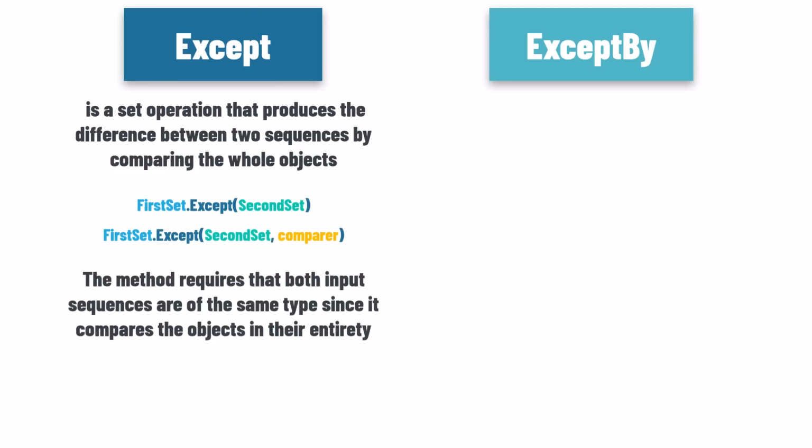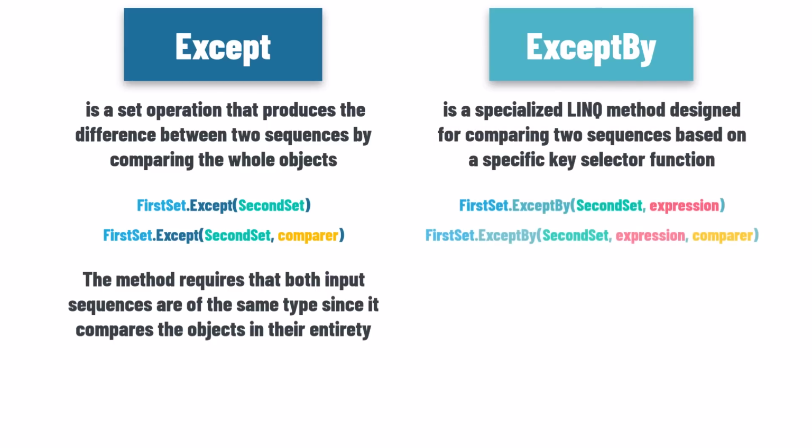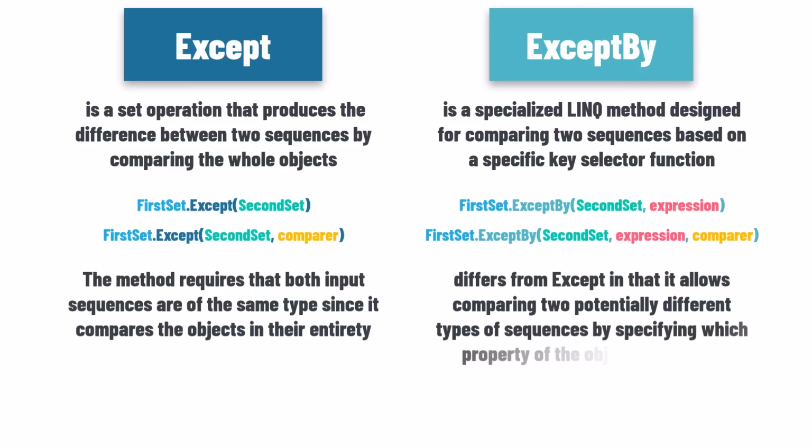The ExceptBy method, on the other hand, is a specialized LINQ method designed for comparing two sequences based on a specific key selector function. It has the following two overloads. It returns a new sequence consisting of elements from the first sequence for which the key selector returns a value that is not found in the second sequence. ExceptBy differs from Except in that it allows comparing two potentially different types of sequences by specifying which property of the object should be compared. This method is particularly useful when the comparison should be made on a single aspect or property of complex objects, rather than on the entire object.